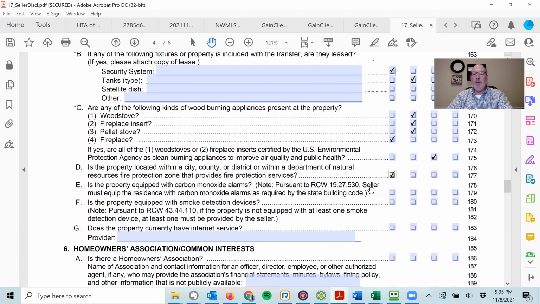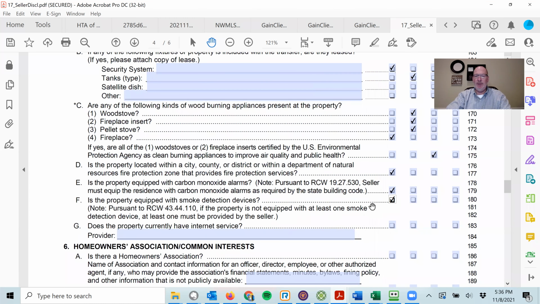Is the property equipped with carbon monoxide detectors? No matter what they answer, carbon monoxide and smoke detectors, you need to say yes, and you need to tell them if they don't have them, they have to get them because that is required by state and federal law, right? Does the property have internet service?